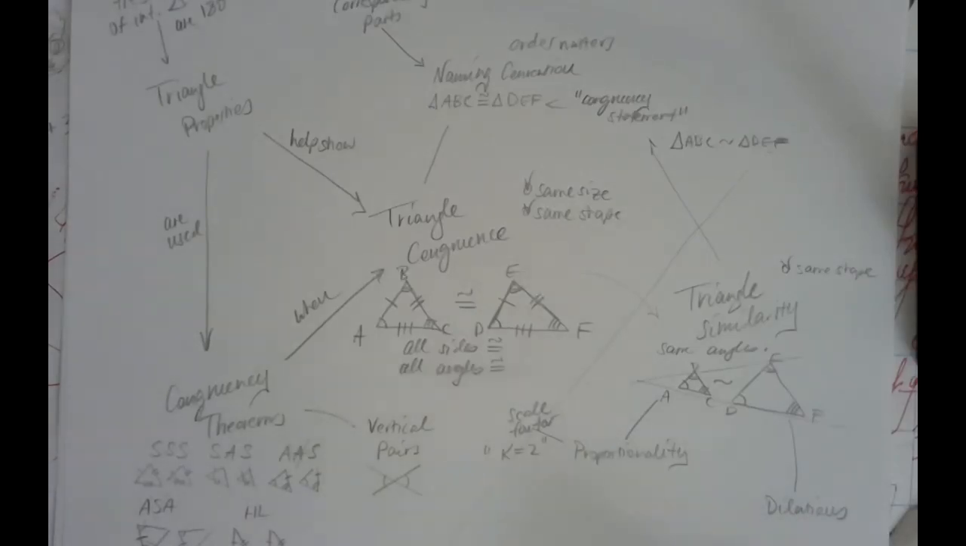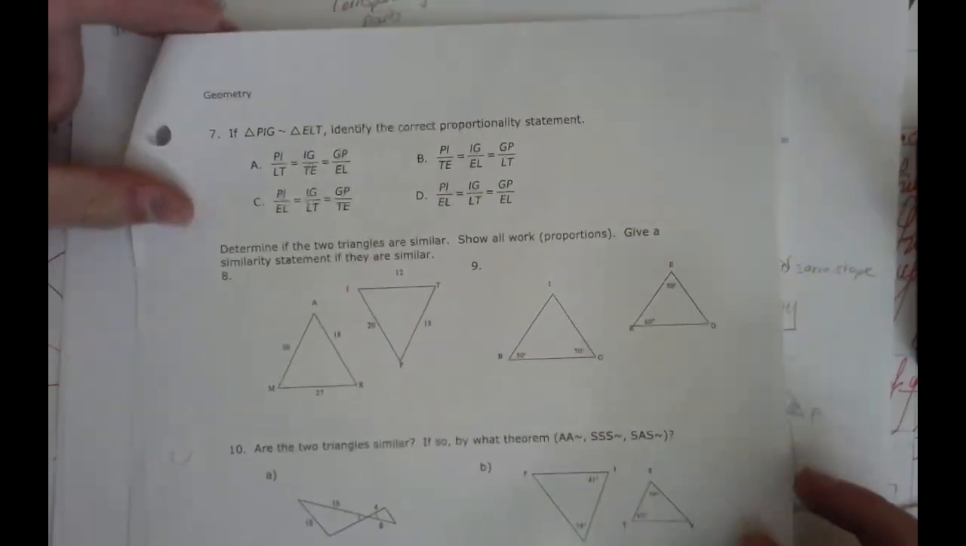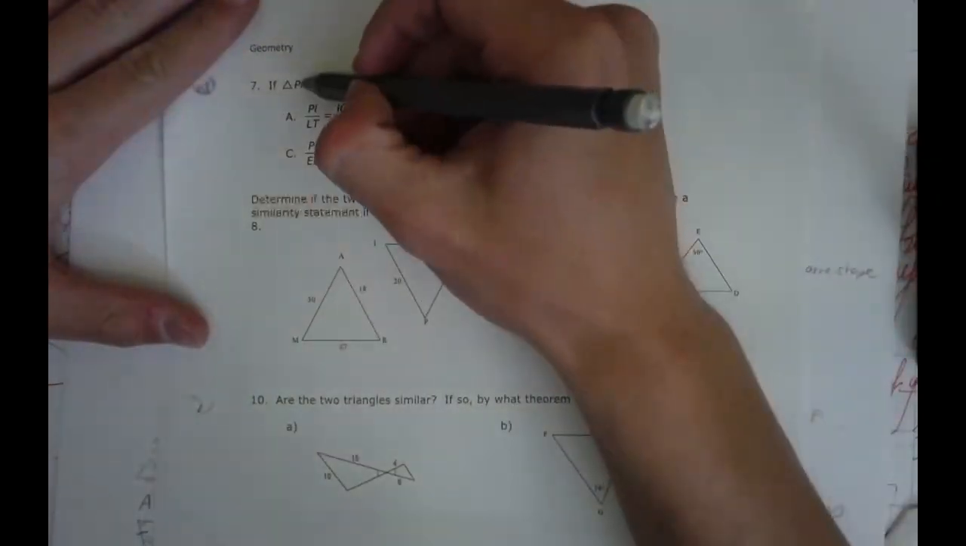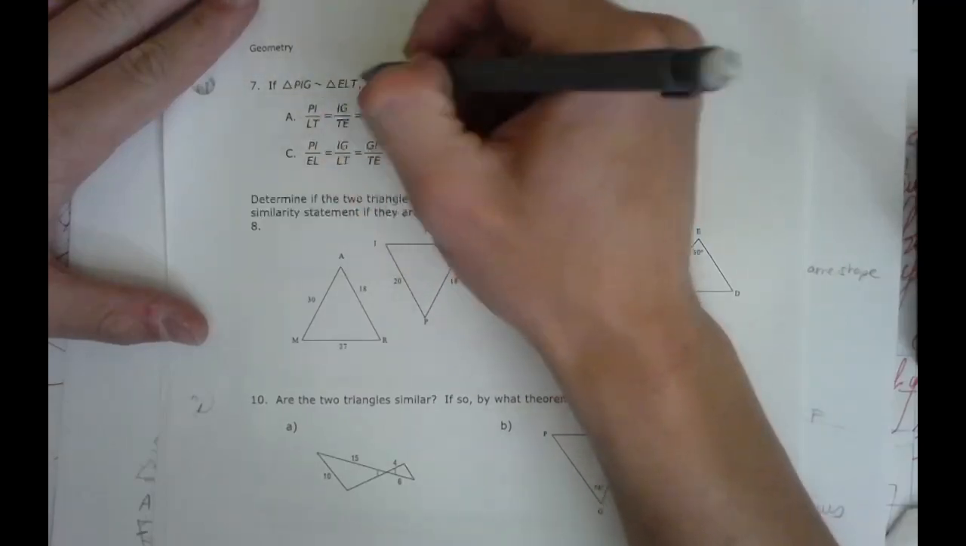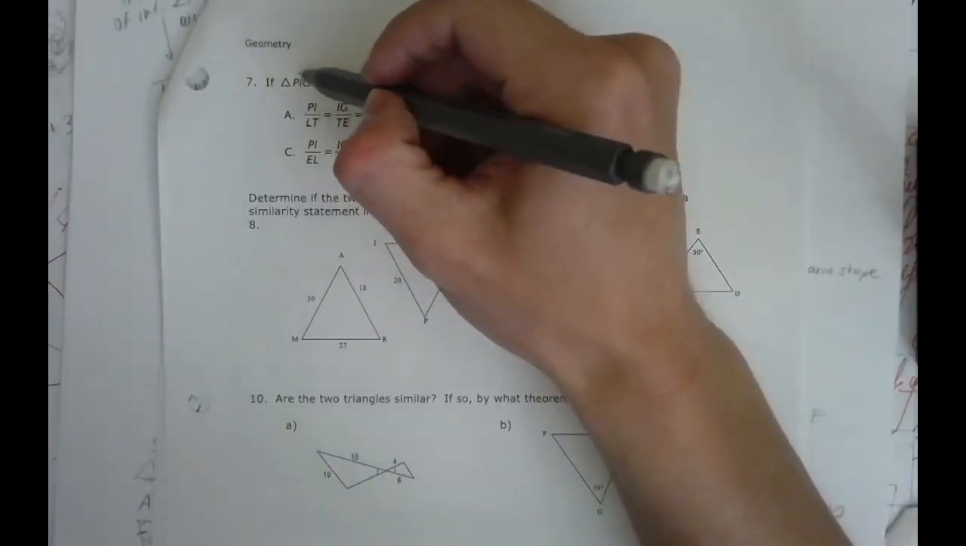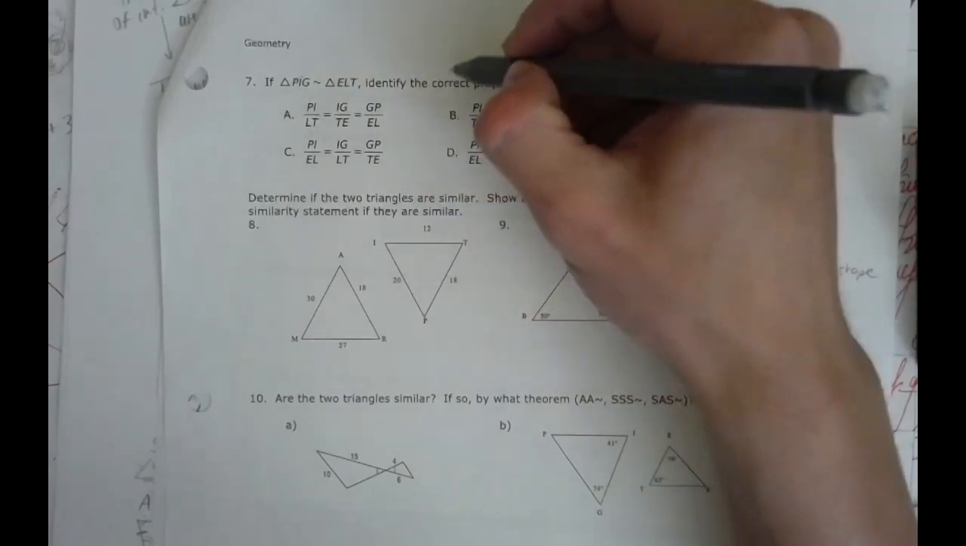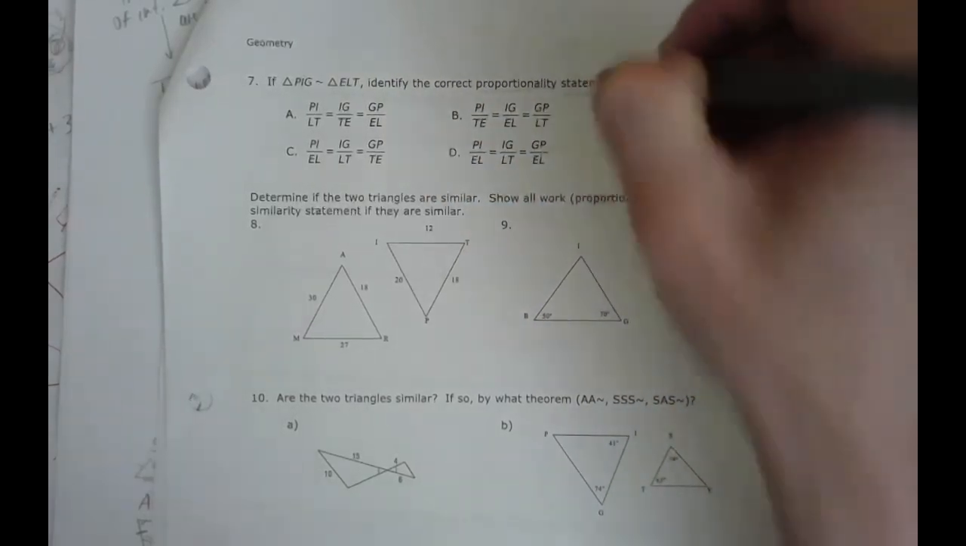Anyways, with this in mind, we can begin using similar triangles on this next review page. The next review page says, if triangle PIG is similar to triangle ELT, and this is definitely a capital I because point names are always capital in geometry. It says triangle PIG is similar to triangle ELT. Identify the correct proportionality statement. So we want to identify a correct proportionality statement.